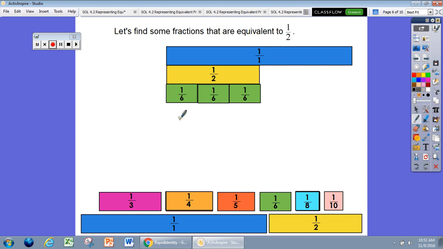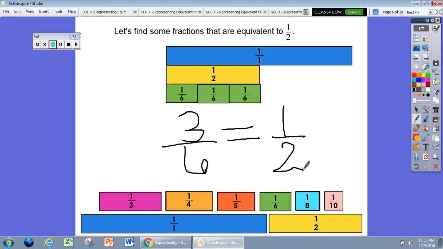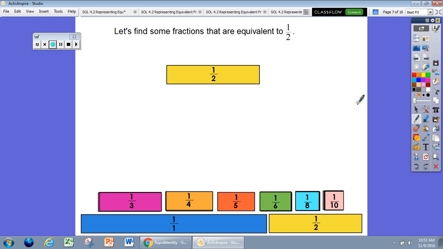So if we write this, we would write it as 3/6 is equivalent to 1/2. Very good. And if we notice, the numerator is half of the denominator. 3 is half of 6. Wow. I wonder if you could build one on your own. Pause the video and build one in front of you. Build a fraction that is equivalent to 1/2.